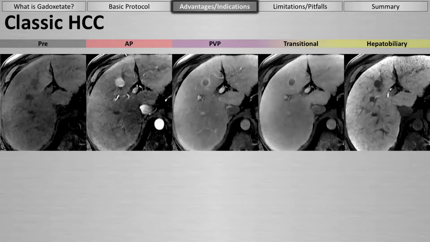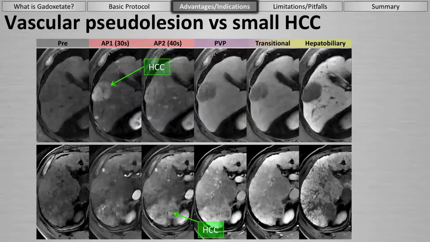This is a good quality hepatobiliary phase because even though the liver is cirrhotic, notice that the liver is much brighter than the portal veins in the background. So this is a classic HCC. Okay, so here we have a classic HCC, right? It's hyper-enhancing in the arterial phase. Notice that in the portal venous phase, it's dark, it washes out, and it looks dark in the hepatobiliary phase. So this is a classic HCC.